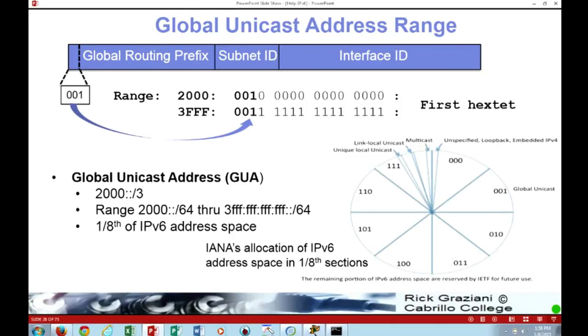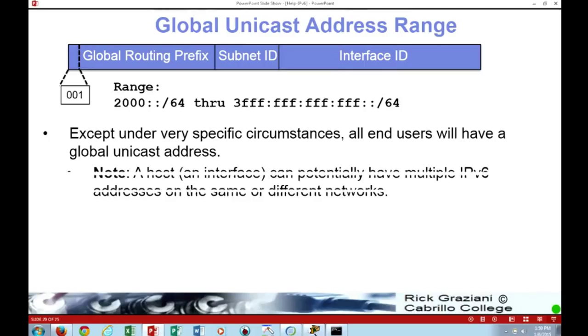So how we got that is, this actually represents the 001, 1/8 of the IPv6 address space. Of those 340 undecillion addresses, IANA said, look, we don't need to start allocating from this entire pie. Let's just take 1/8 of the pie and start allocating from that. So, except under very specific circumstances, these are the addresses your home devices will be using. Your devices at school, at work, will have a global unicast address to communicate with other devices.